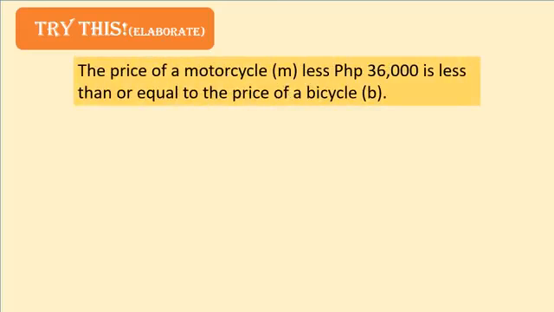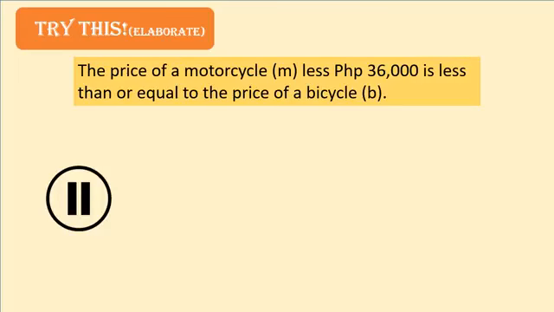Okay, let us try to check your understanding. It is now your turn to translate the real-life illustrations of linear inequality in two variables into mathematical sentences. So our first given is: the price of a motorcycle less 36,000 pesos is less than or equal to the price of a bicycle. Now you can pause this video so that you can answer this. I will give you time. Your time starts now.